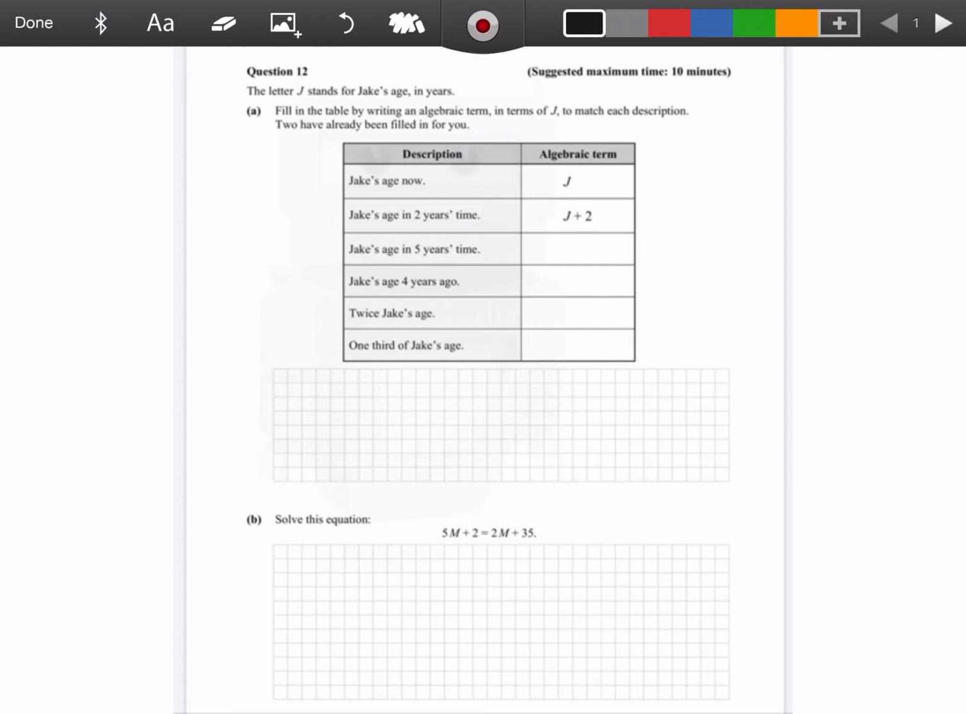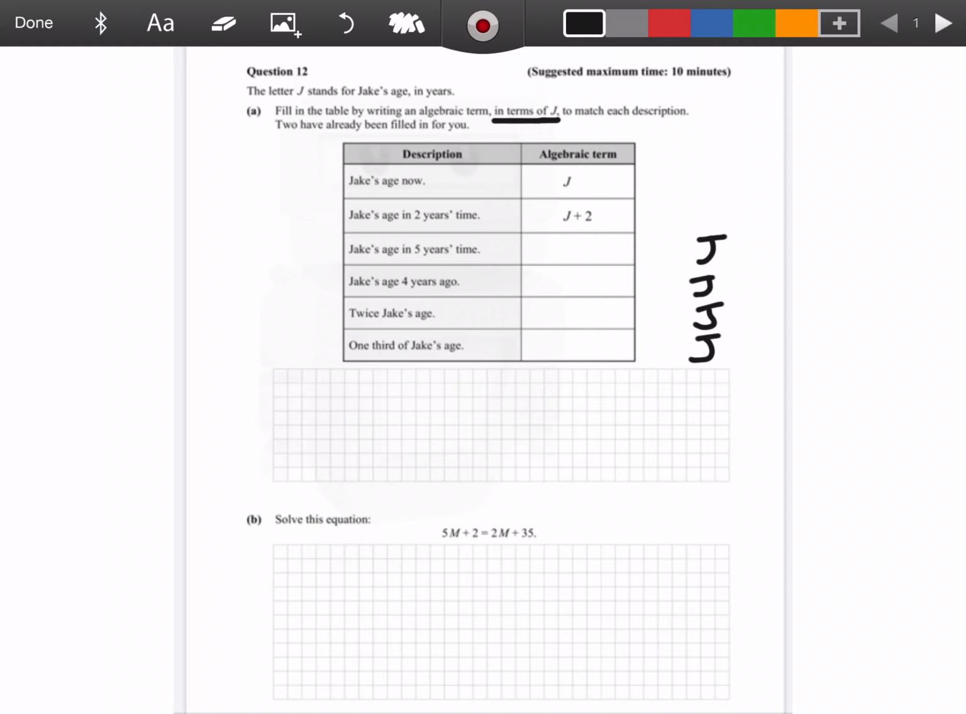It says the letter J stands for Jake's age in years, and it's asking to fill in the table writing an algebraic term in terms of J. So when it says in terms of J, like it does there, all of my answers here should have J in them in some way, shape or form. So they should all have J. And it says to match the description.